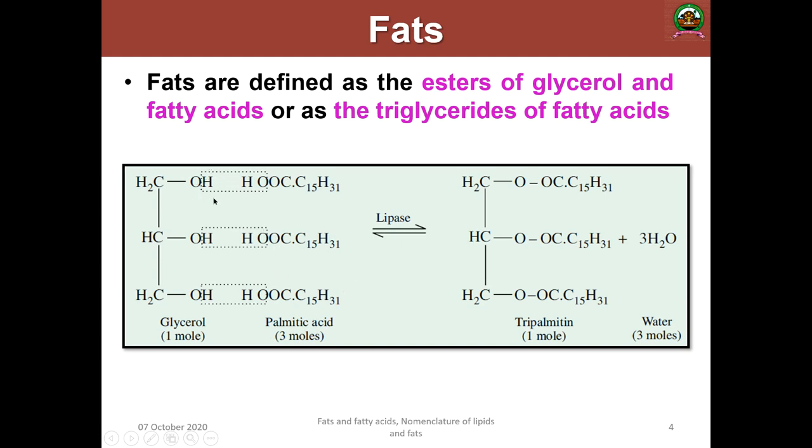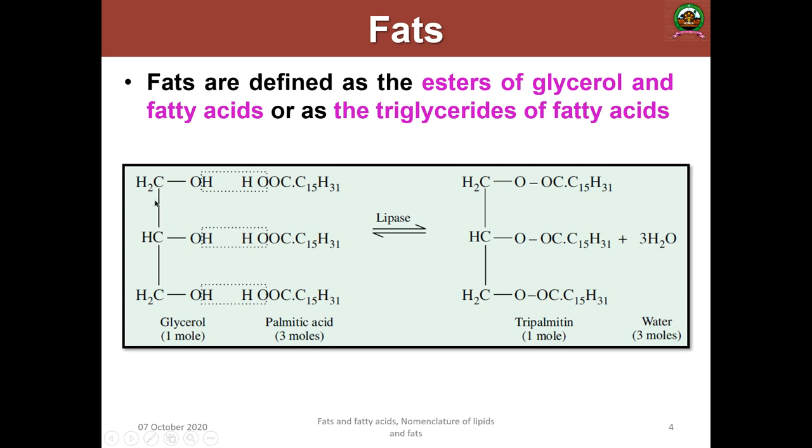There is a hydroxyl group here, and in the COOH group of the fatty acid, the OH from the COOH group and H from the glycerol will interact to form an ester bond, and the release of water will take place by the activity of lipase enzyme. Then you can see the water will be released from here, also water is released, and from here also water is released.